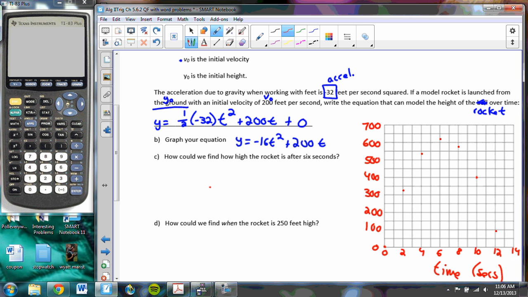I'm going to draw the parabola as best I can. Not perfect, but that's okay. Better than that. That's better. Any issues with the calculators on this?